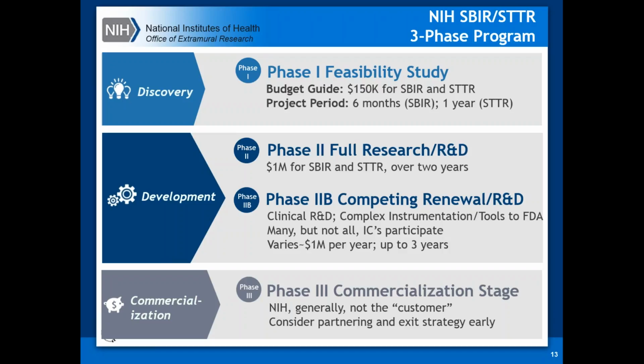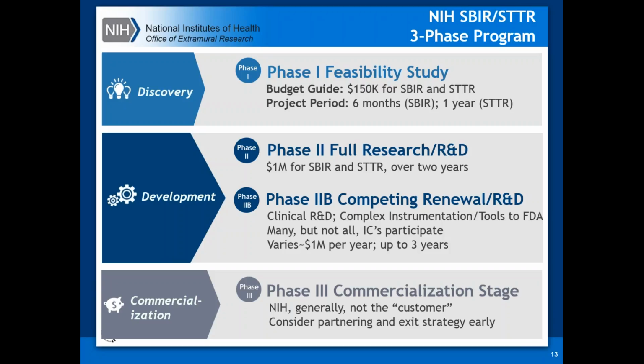Then, under phase 2, we consider that full research and development, and you can get up to $1 million under the SBIR and the STTR programs over 2 years. And please note, that's $1 million over 2 years as opposed to $1 million per year.